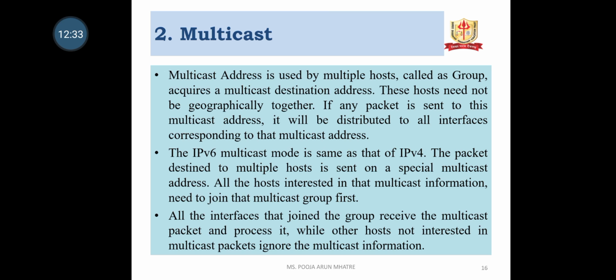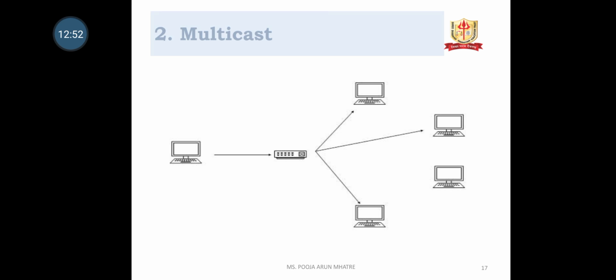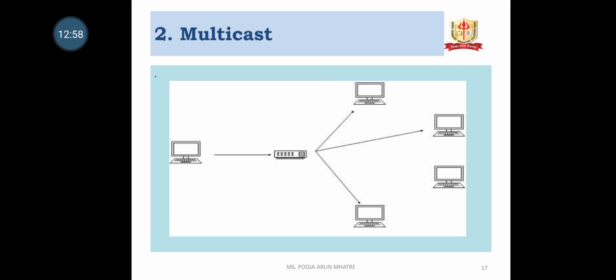All the hosts interested in multicast information need to join that multicast group first. All the interfaces that join the group receive the multicast packet and process it, while other hosts not interested in multicast packets ignore the multicast information. That is the first figure showing the multicast addressing. Computer 1 sends the message to all the computers, that is, it multicasts the message.